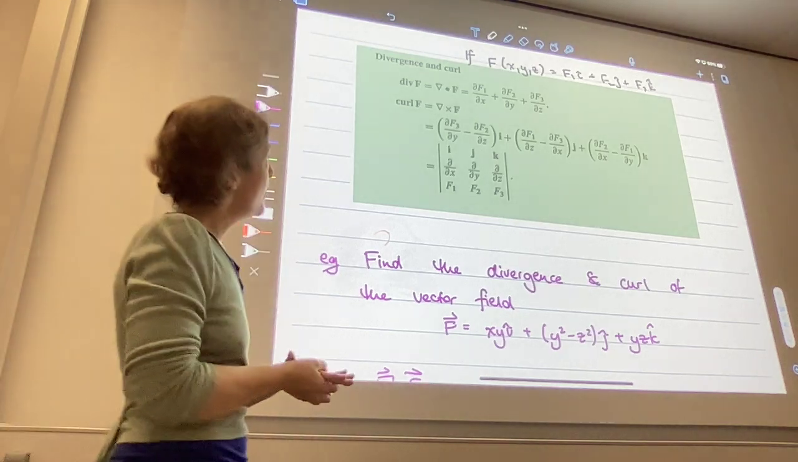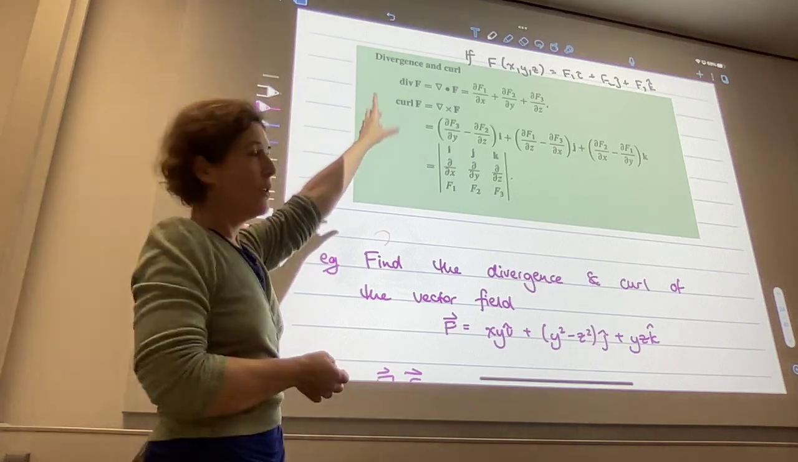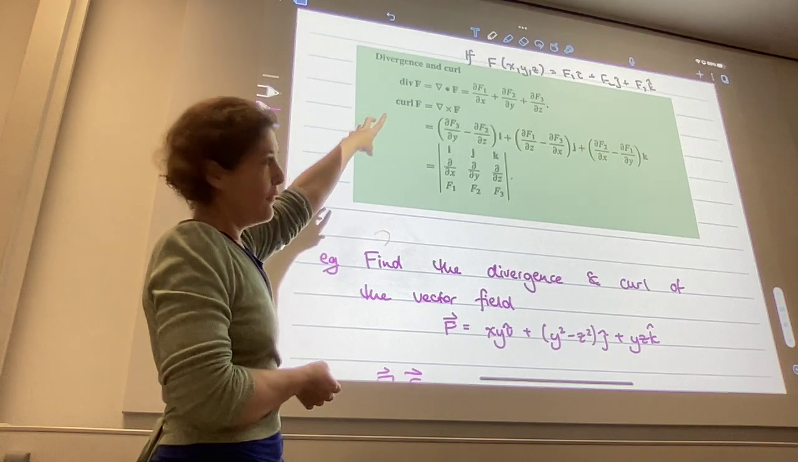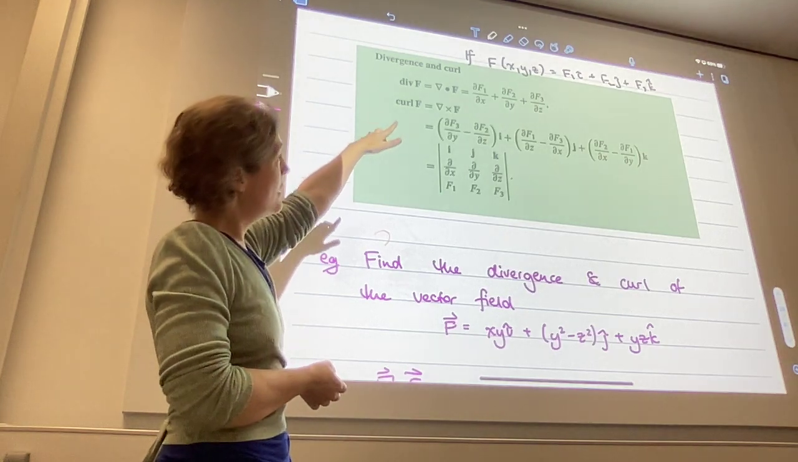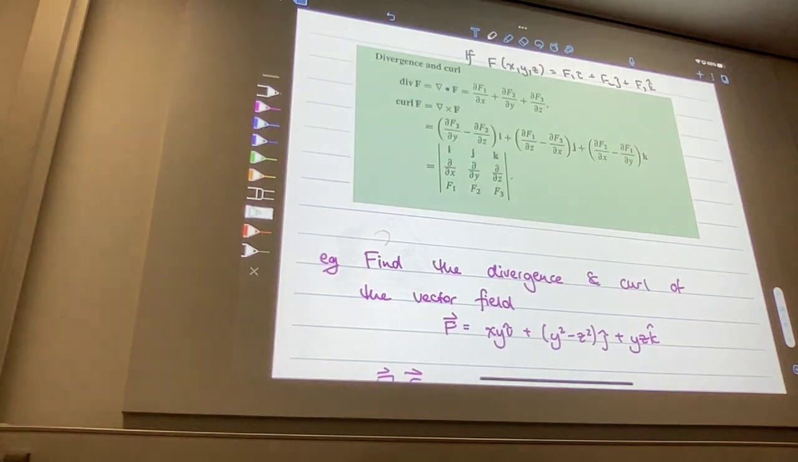So we have what's called the divergence, usually shown as div f. And that is, we're using our Nabla again, but we're taking Nabla dot f. So we're constructing a scalar by taking, so our vector field looks like this.